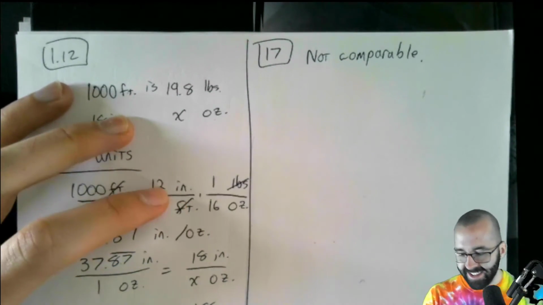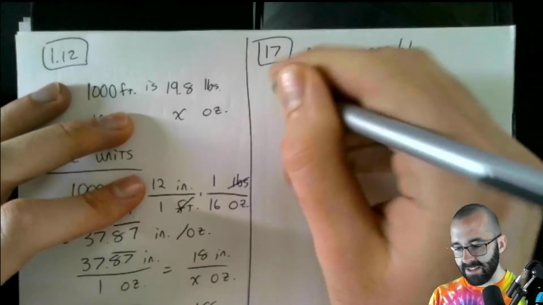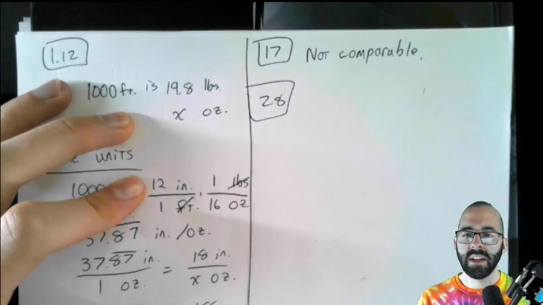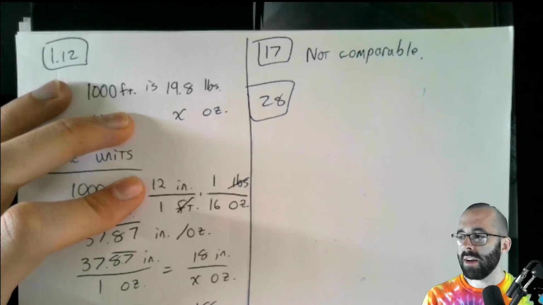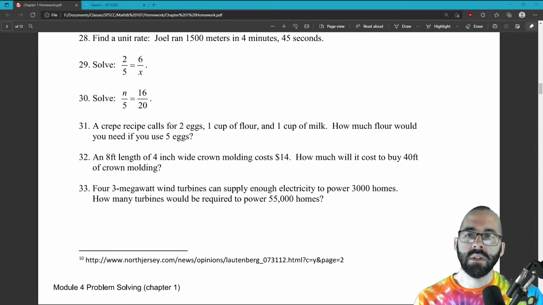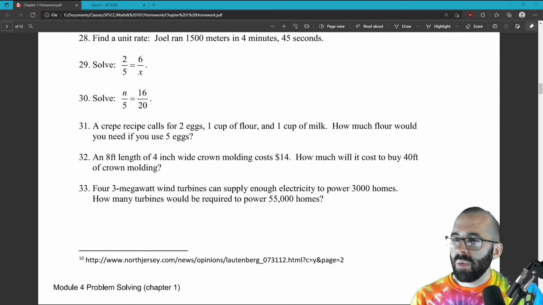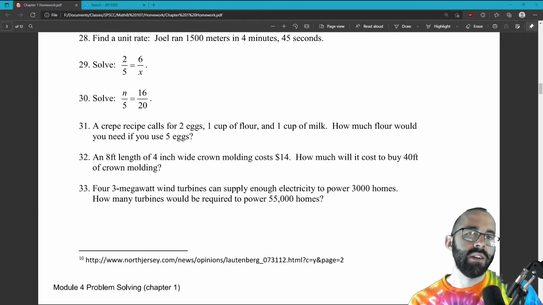Okay. Next problem I wanted to look at is 28. So if you scroll down to 28, find a unit rate. We got Joel, and Joel ran 1,500 meters in 4 minutes and 45 seconds. So we want a unit rate, so we want our answer probably in meters per second. Again, unit rate just means there's a 1 on the denominator.